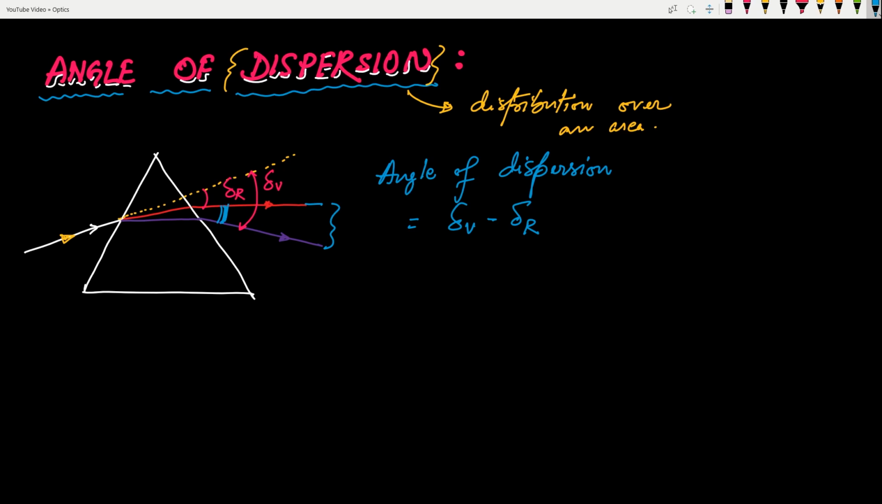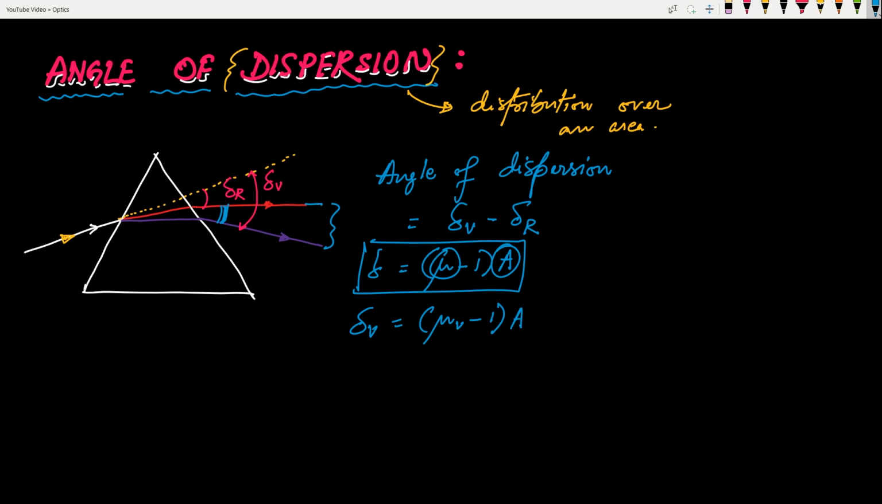We know that the formula for angle of deviation, if we take into consideration thin prism, then we have found out that delta for thin prism is (mu minus 1) into A, where A is the angle of the prism and mu the refractive index of the prism. This has been already derived in my earlier video. So we'll be using this formula. So delta V can be written as (refractive index for violet ray minus 1) multiplied by angle of prism, and delta R can be written as (refractive index of red light minus 1) multiplied by angle of prism.